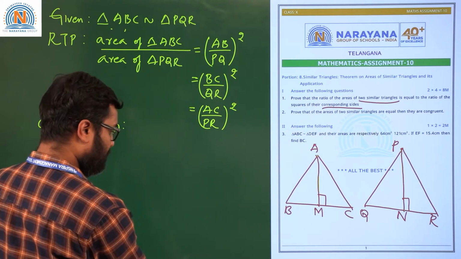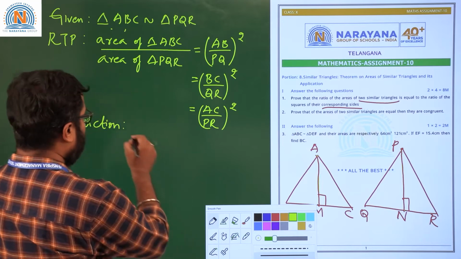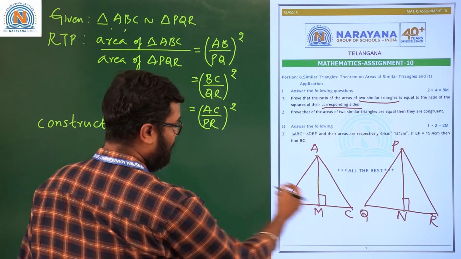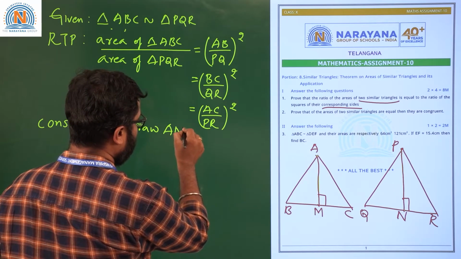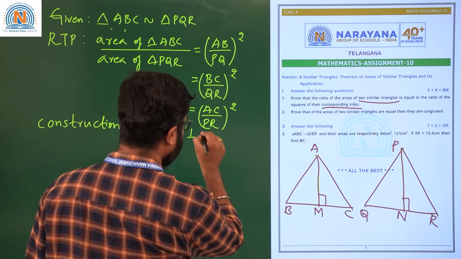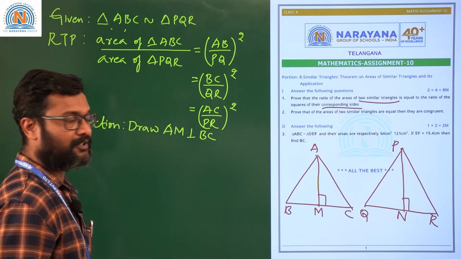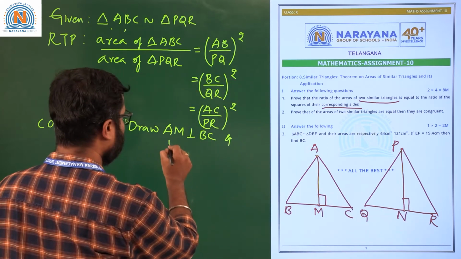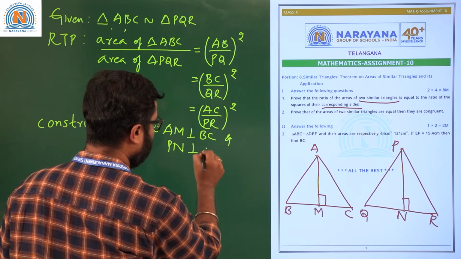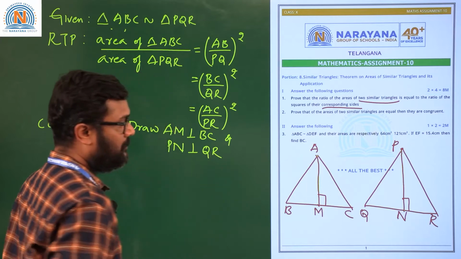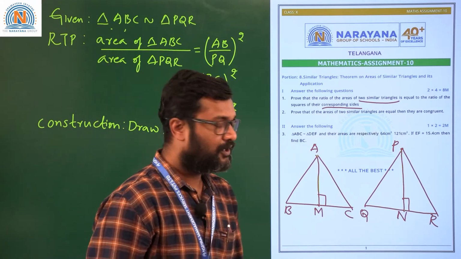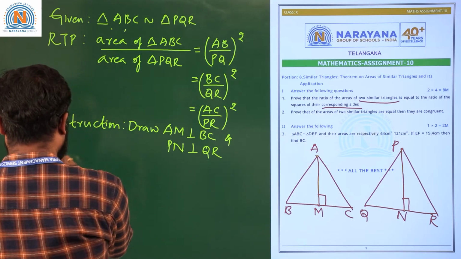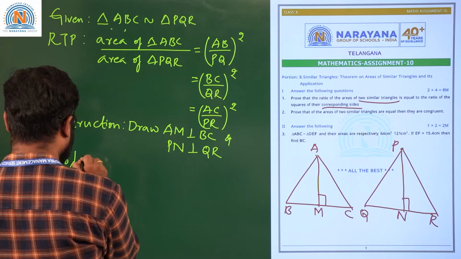So now AM is perpendicular to BC, and PN is perpendicular to QR. Now children, let's prove this. So let's start our proof.